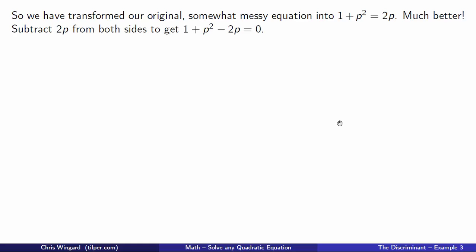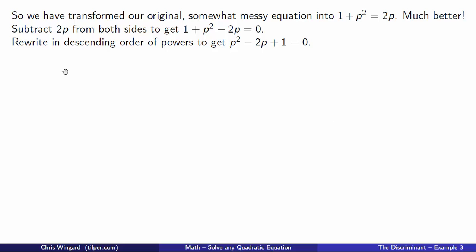So now we put it in standard form: subtract 2p from both sides, and we get 1 plus p squared minus 2p equals 0. And again, standard form says the quadratic term has to come first, followed by the linear term, followed by the constant term. Another way of saying that is we can rewrite this in descending order of powers of p. Here's the highest power of p, here's the next highest power of p, and then the smallest power of p.